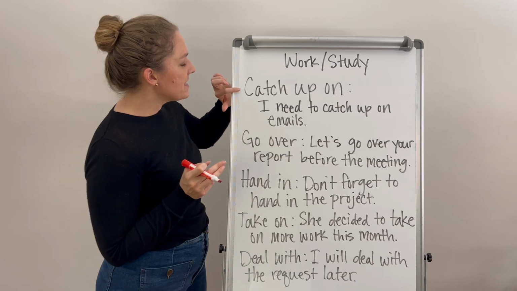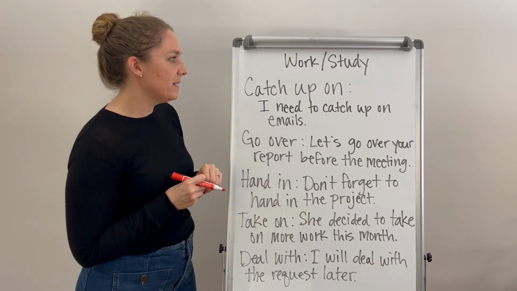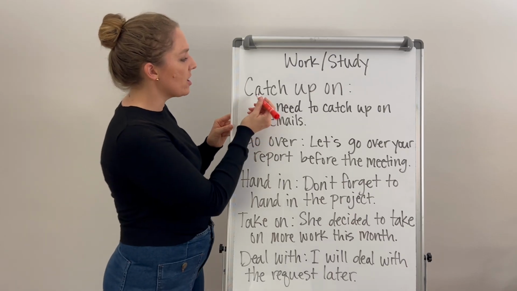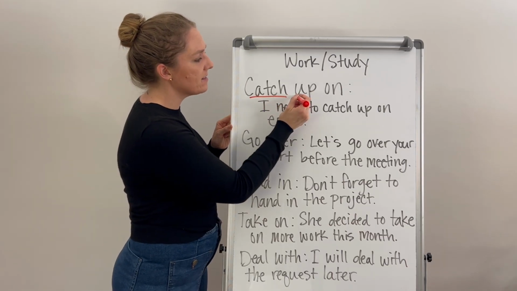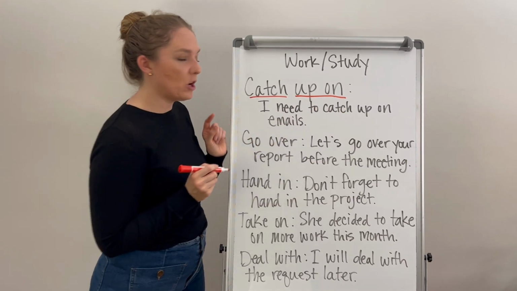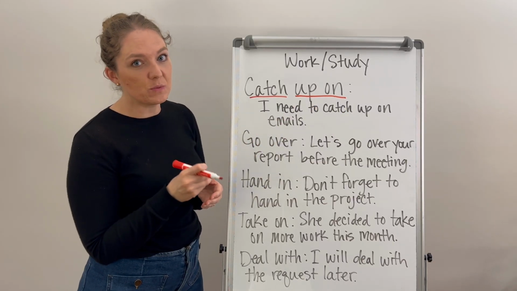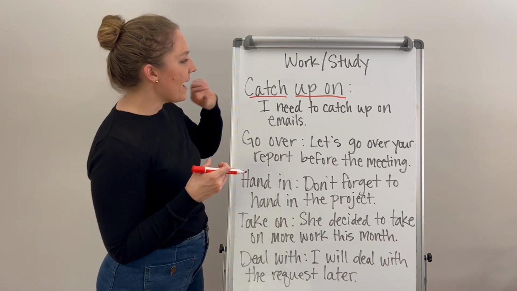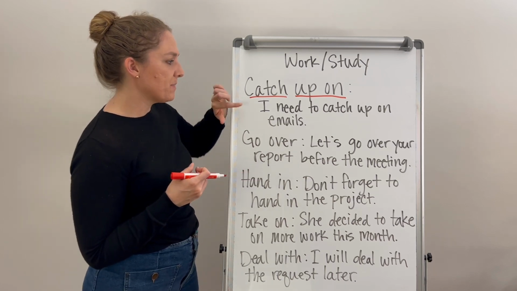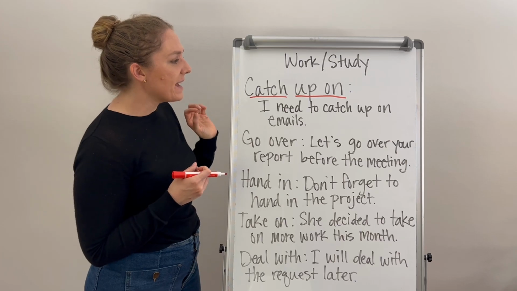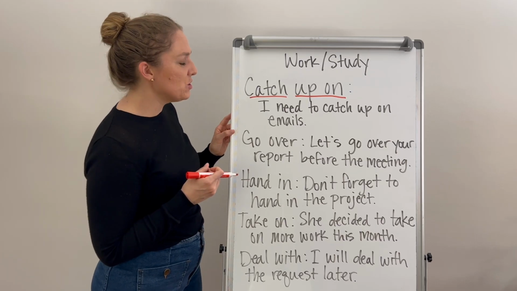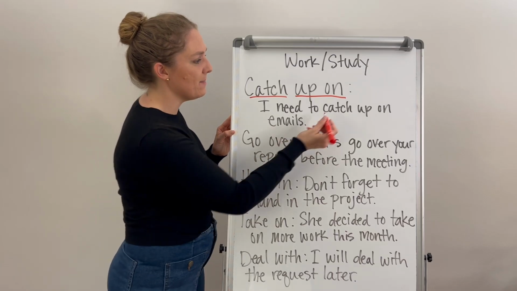The first is catch up on. With phrasal verbs, you'll notice it starts with a verb plus one or two particles, one or two small words, a preposition or an adverb. So here we have catch up on. Used in context, I need to catch up on emails.